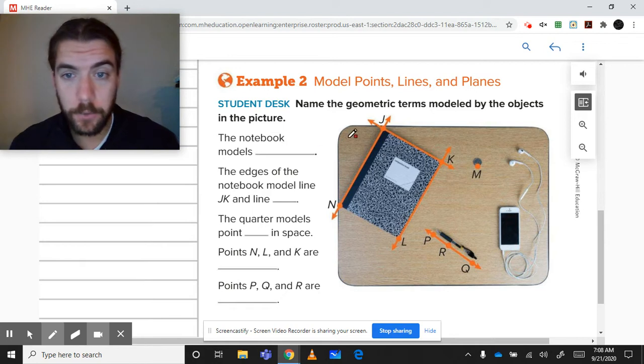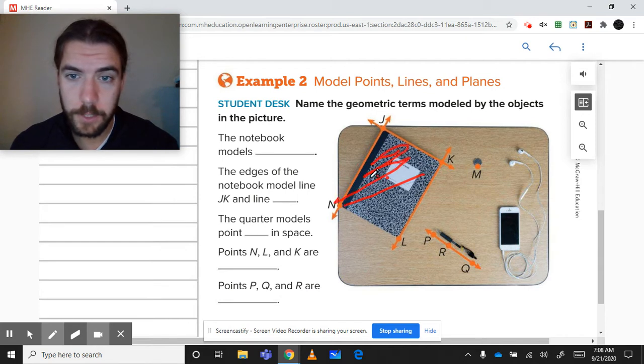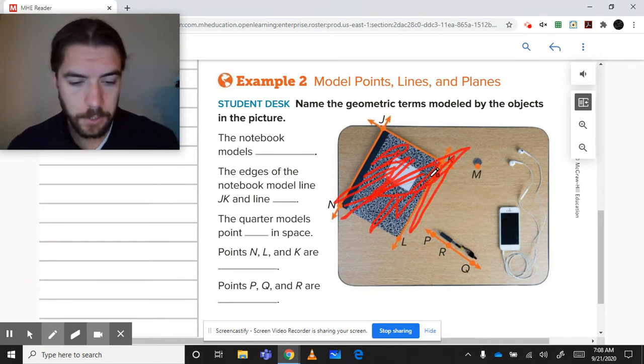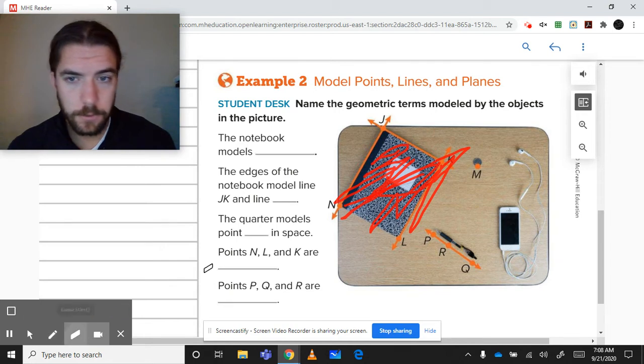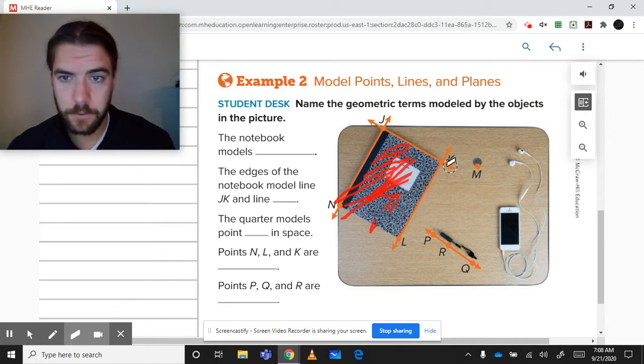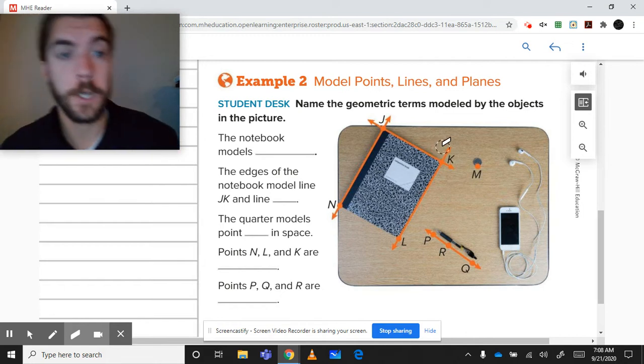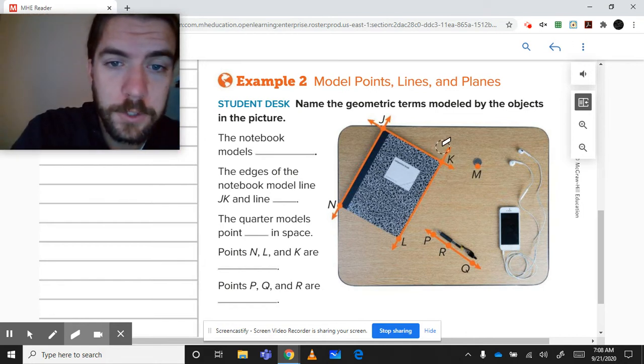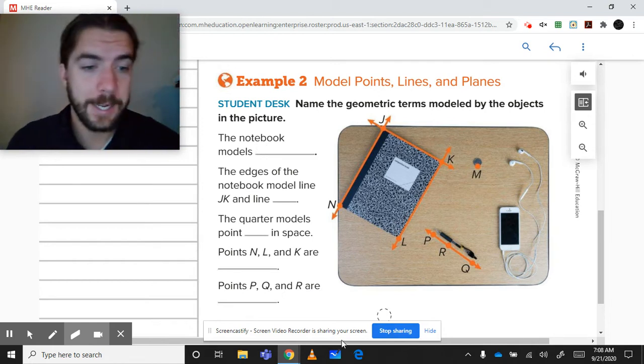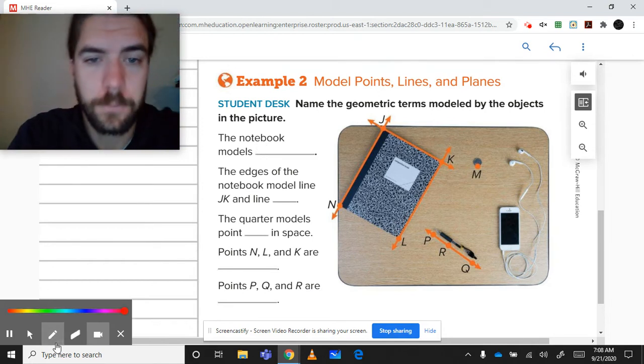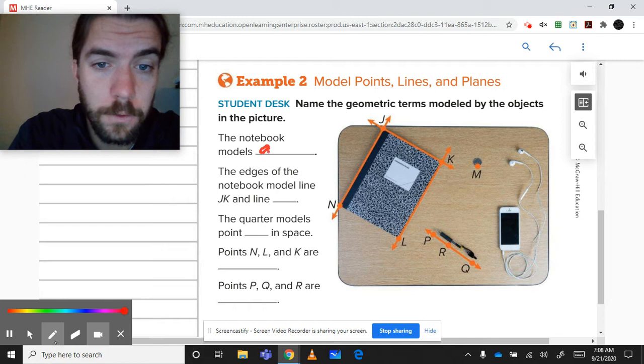The notebook models what? So does the notebook, the whole thing, does that model a point, a line, or a plane best? Okay, well, it's a 2D kind of flat object, right? So that would not describe a single point. It would not describe a single line, but the notebook does model a plane pretty well. Okay. Notebook models a plane.